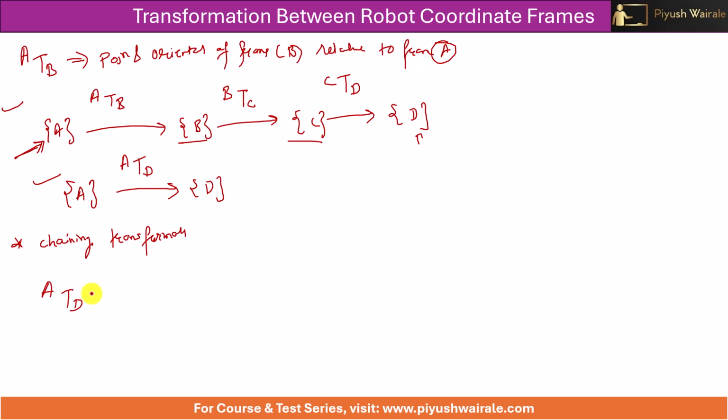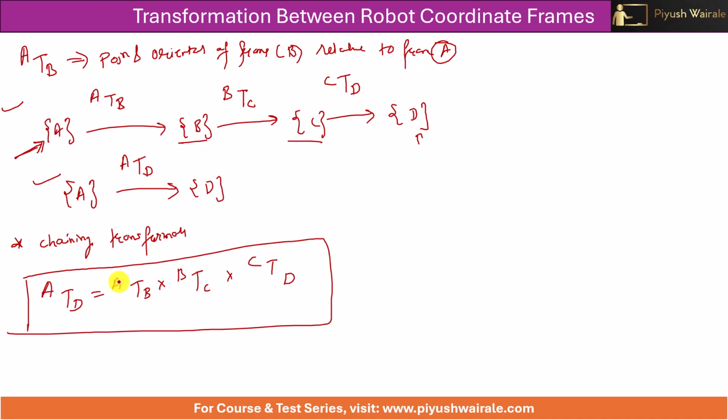Now this will be equal to what? First we transform from A to B, so that will be A T B multiplied by B T C multiplied by C T D. This is a very important point to remember. This is called the chain rule in transformation. If I have the fixed or initial frame and the final frame, and in between we have a series of transformations, then we can follow this. So A T D is equivalent to the multiplication of the series of transformations.